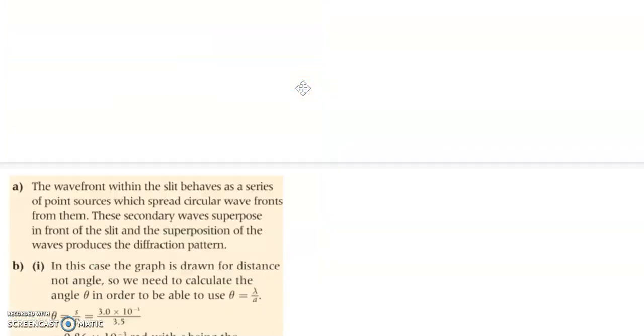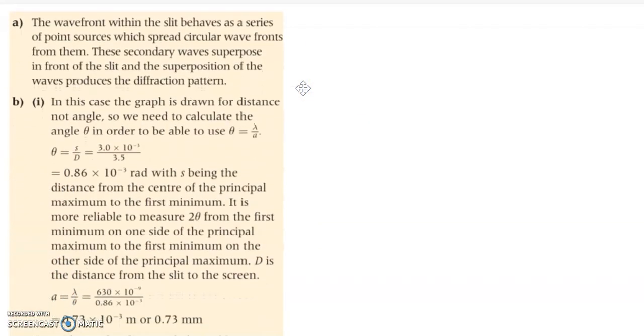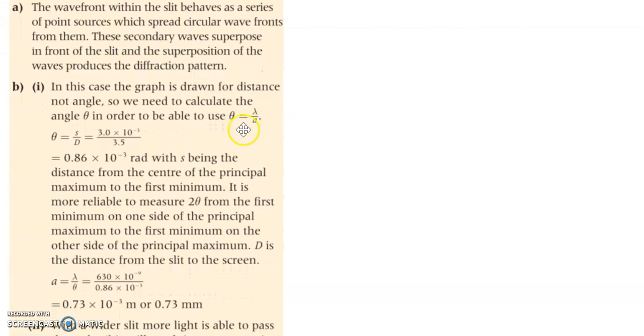So let's see what that looks like, because they have a little key here for us. So they get theta is S over D, and they have the 3 times 10 to the negative 3 meters. That's from the center of the bright spot to the first destructive interference, divided by 3.5. So we get our answer for theta in radians now, 0.86 times 10 to the negative 3.